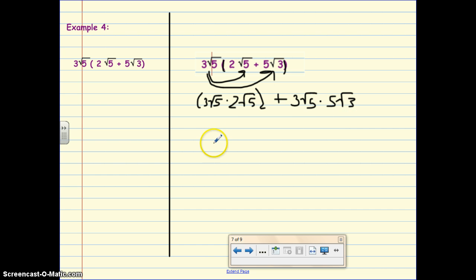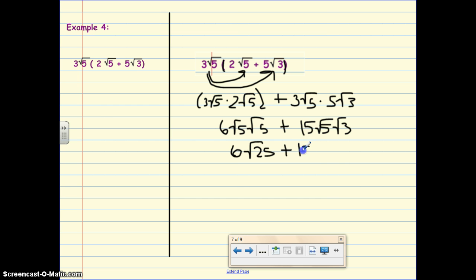In other words, we can simplify that. 3 times 2 is 6, square root of 5 times square root of 5, plus 5 times 3 is 15, square root of 5 times the square root of 3. Square root of 5 times square root of 5 is the square root of 25, since 5 times 5 is 25. And square root of 5 times square root of 3 is the square root of 15.